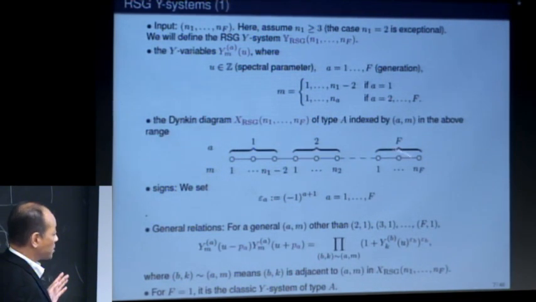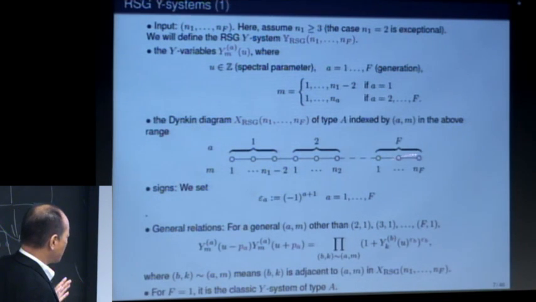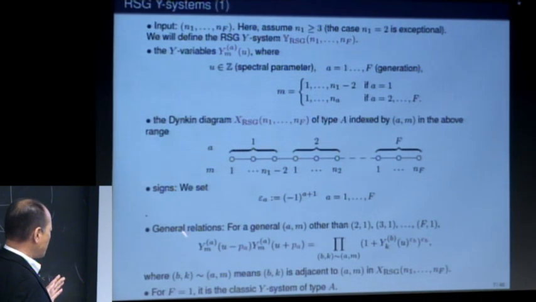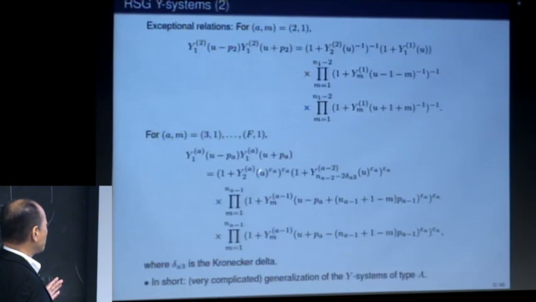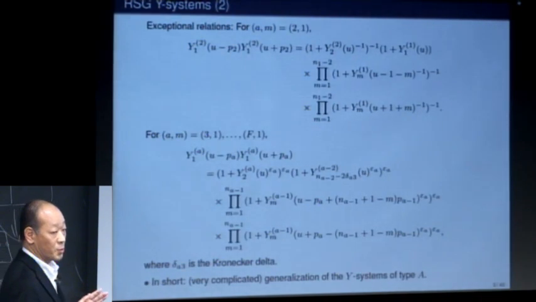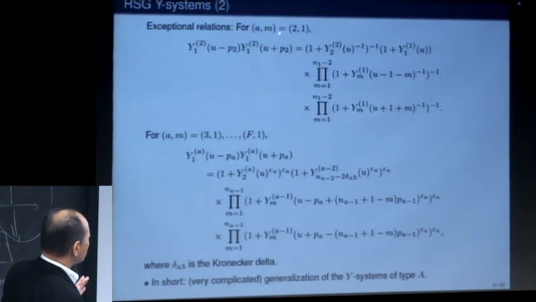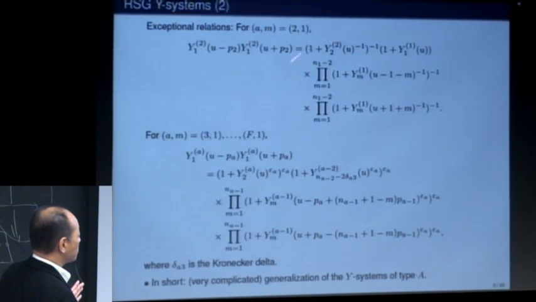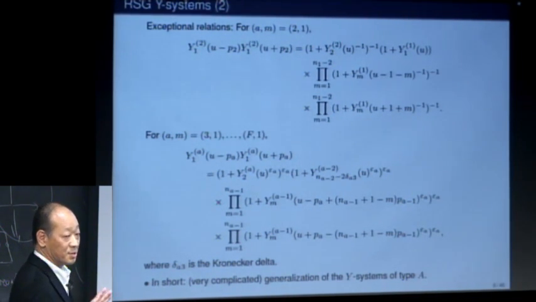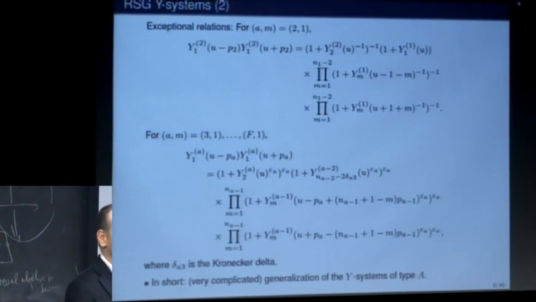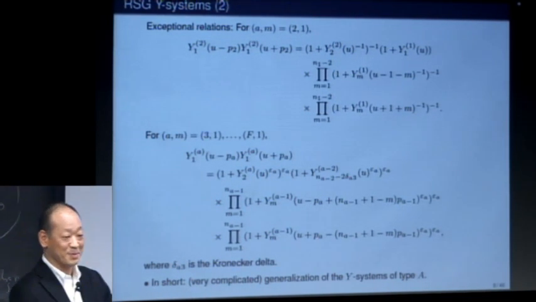But we have some other things here. So this is some descendant. Okay, so this is a general relation which is not so ugly, but the exceptional relation is somewhat horrible. So when AM is 2, 1, we need to ask this relation. For those numbers, we have to ask those relations. Take a look. I give you some moment. You may have some impression of that.